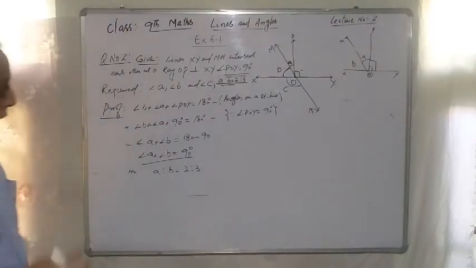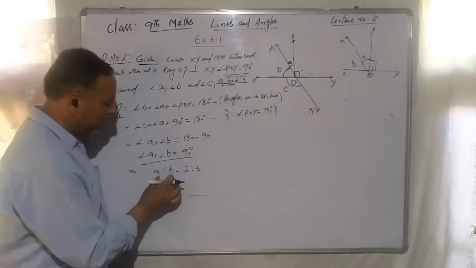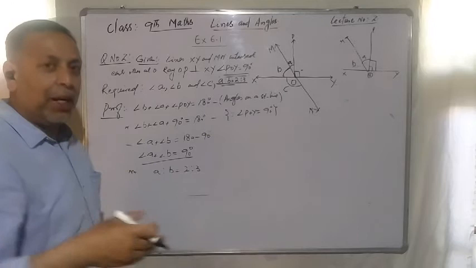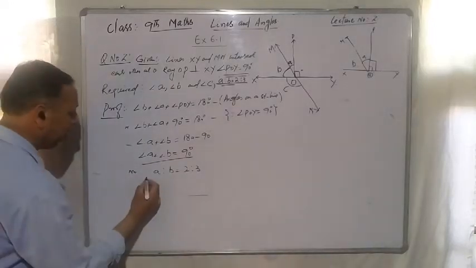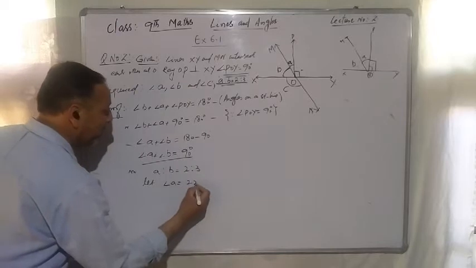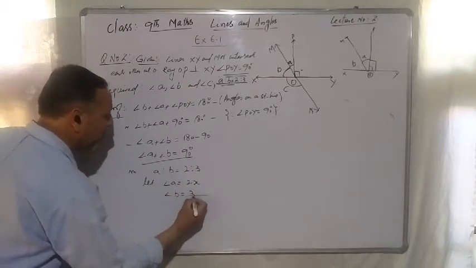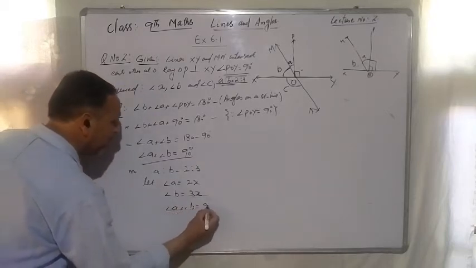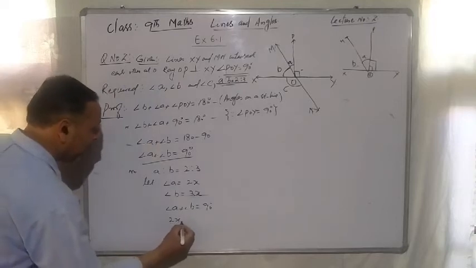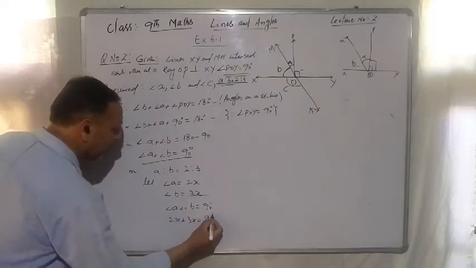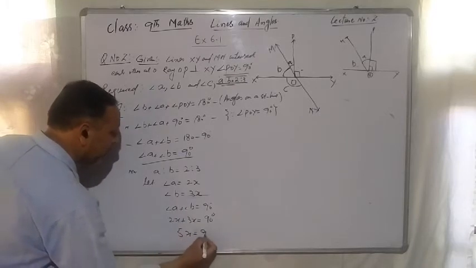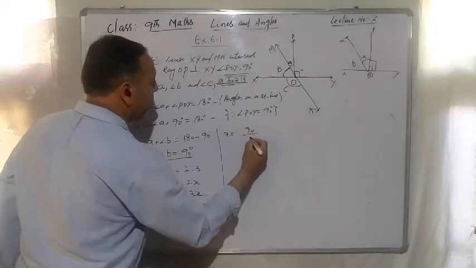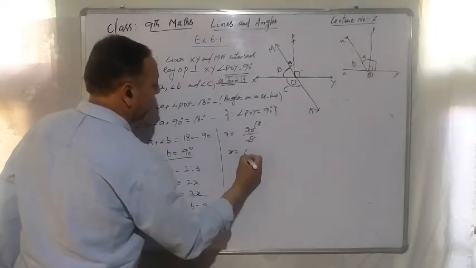When we say ratio, ratio means between these two angles, A and B, there is something common. What is that common? Let us put that as x. So let angle A be equal to 2x and angle B be equal to 3x. Then angle A plus angle B is 90 degree. Angle A is 2x, angle B is 3x. This is equal to 90 degree. That means 5x is equal to 90 degree. That means x is equal to 90 by 5. 5 18s. x is equal to 18 degree.